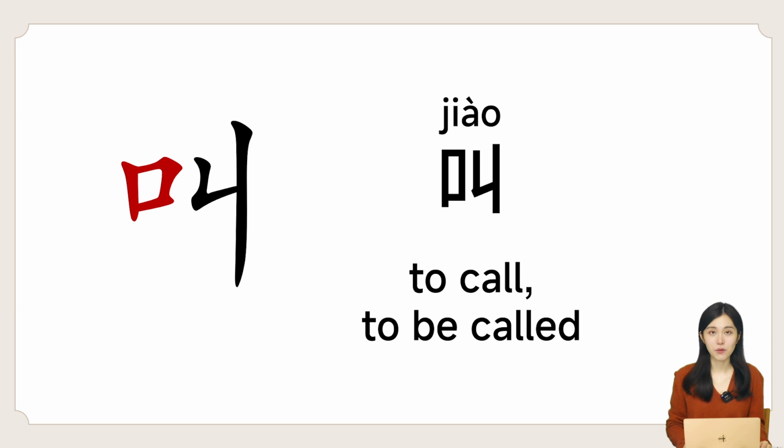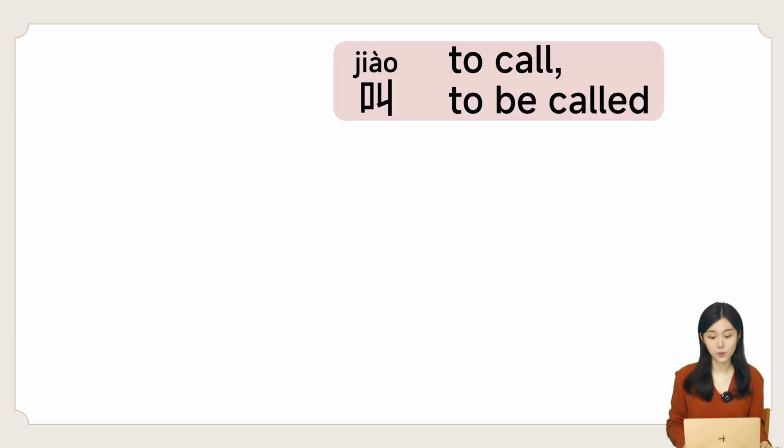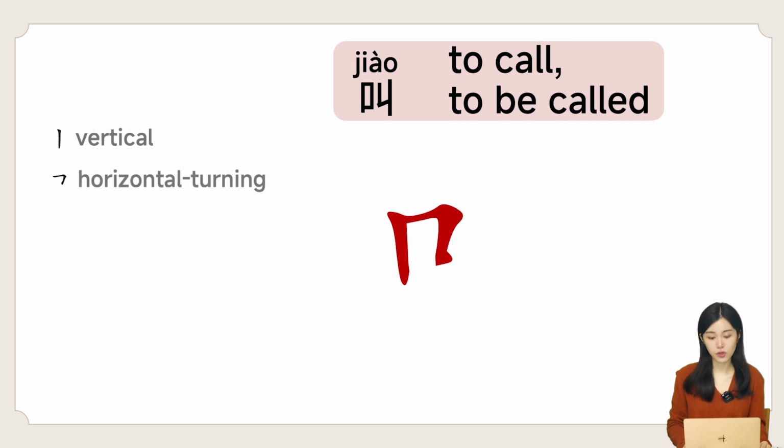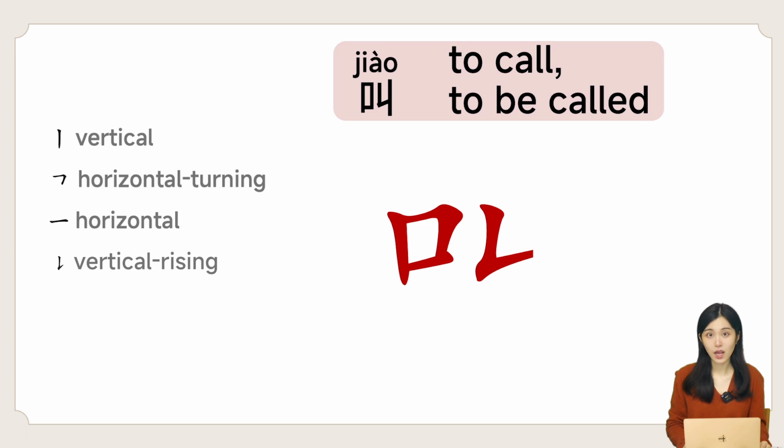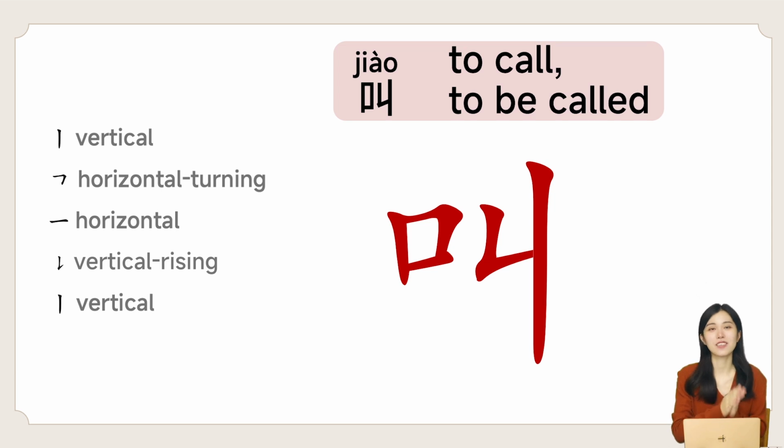In the same way, we first write the mouth radical, the vertical stroke, and then a horizontal turning stroke. Next, a horizontal stroke. Now move on to the right part of this character. We write a vertical rising and then a vertical stroke. Pretty easy, right? Now, congratulations, you finished this class.